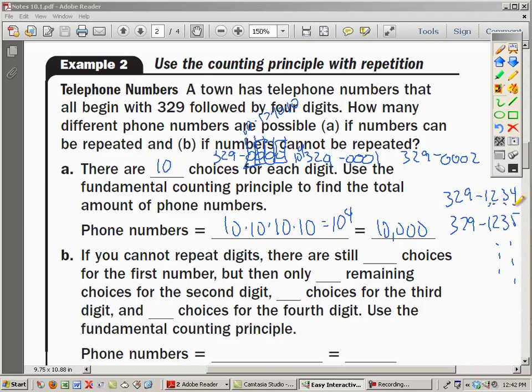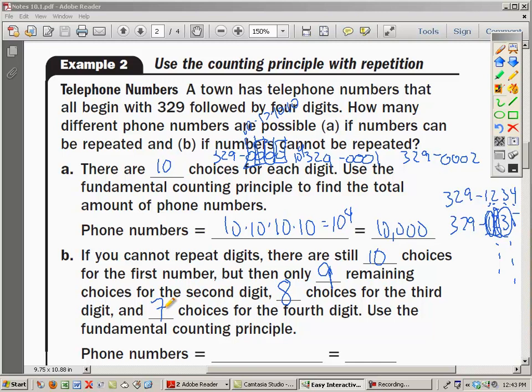So if you cannot repeat the digits, there are still 10 choices for the first number. This first number right here could be one of 10 different choices. Well, the second number, since I can't repeat, there are only 9 choices left. And if I've used, for example, a 1 and a 2, then I have 8 different choices for the third digit. And as you can guess, there are only 7 different choices left for the fourth.